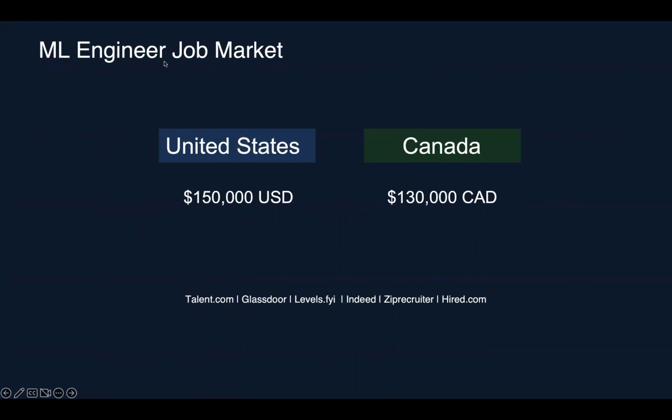Now, if you look at the job market, I collected some data from different kinds of websites, so take it with a grain of salt, right? It really depends on the level, but I think it's pretty consistent. So I collected data from Glassdoor, Levels, Indeed, and Hire.com, and it looks like the average salary for a machine learning engineer is around 150,000 US dollars, and between 120 and 130,000 Canadian dollars in Canada.